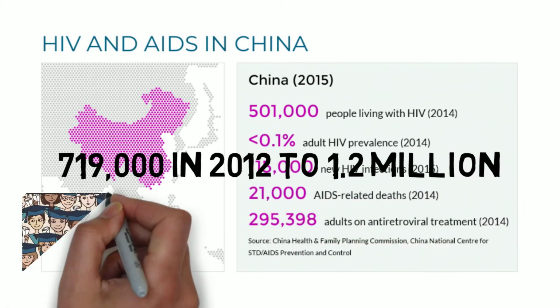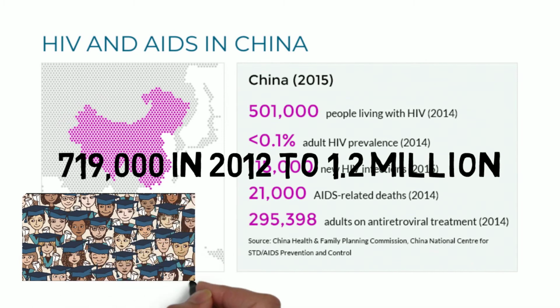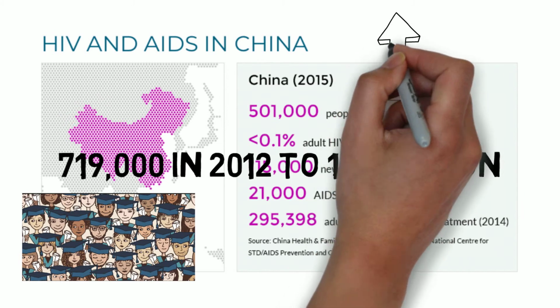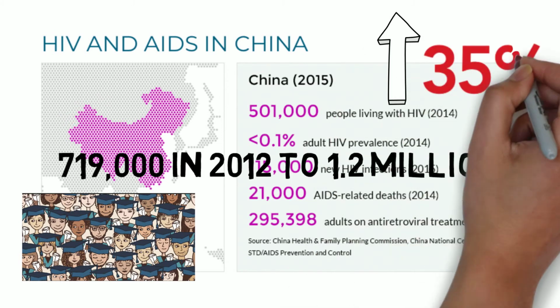One of the groups most at risk of contracting HIV is students. From 2011 to 2015, the number of 16 to 25-year-olds diagnosed with HIV grew by 35%.